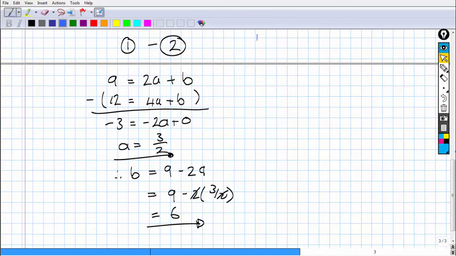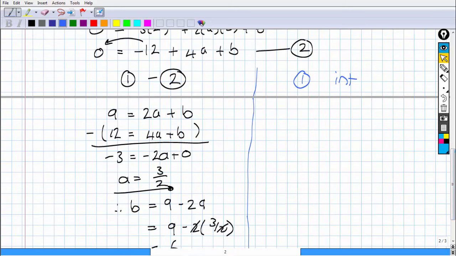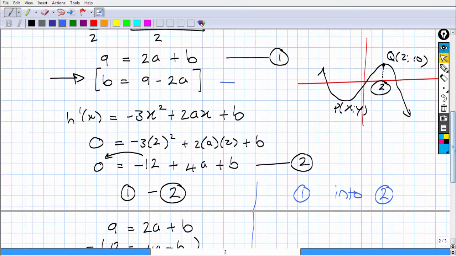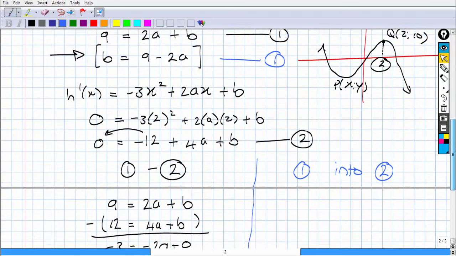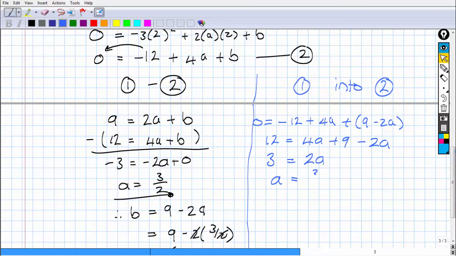If you do not like doing this subtraction thing, which I know a lot of people don't, I personally don't, because it only works in certain cases, like this one. What I prefer to do is substitute 1 into 2. But then I must use this as my number 1. Every time we see a b, we substitute 9 minus 2a. So we get 0 equals negative 12 plus 4a plus b, and every time we see b, we substitute 9 minus 2a. Now we can solve for a. So 12 equals 4a plus 9 minus 2a. Take the 9 across. 12 minus 9 is 3, equals 4a minus 2a is 2a, and a equals 3 divided by 2, which is what we expect.